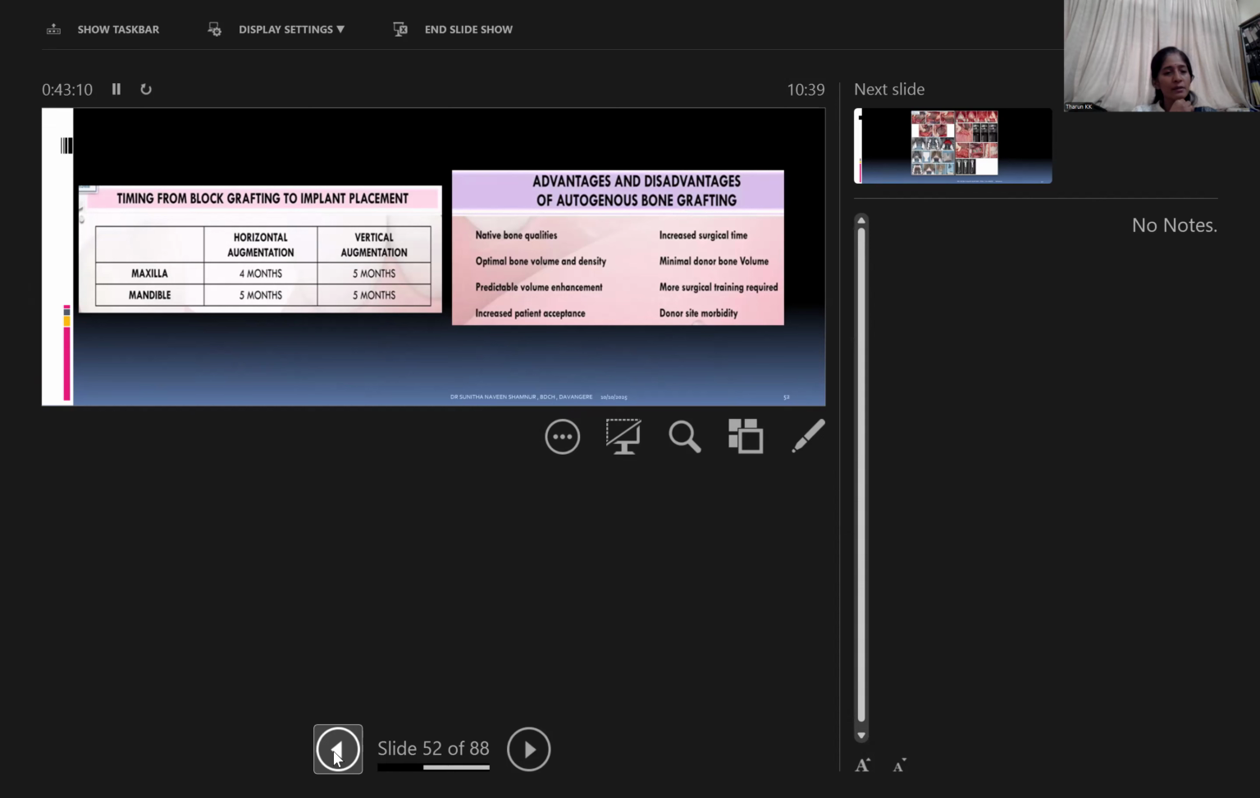The result you get is very predictable. And if you've done a vertical augmentation, 5 months, either in the maxilla or the mandible, is mandatory. And always the gold standard is the autogenous bone grafting. Now we have the dentin bone graft that can be used. Okay. But having said this, there's always a disadvantage because of the volume that can be harvested. So always use it in a higher ratio, if at all that's possible.